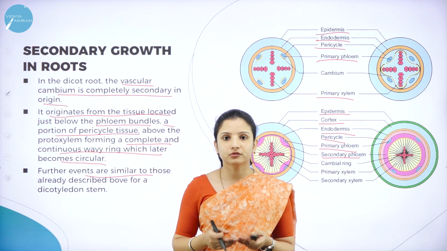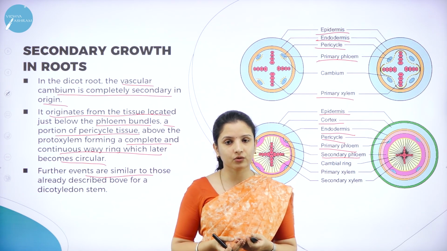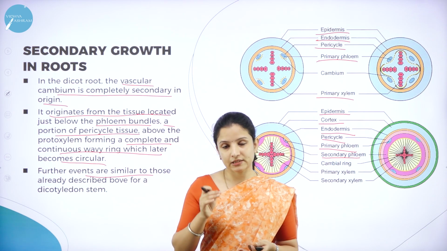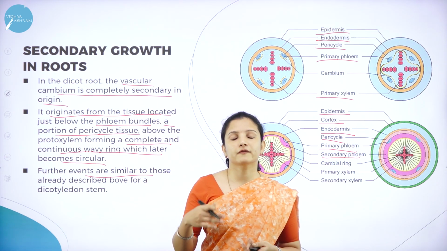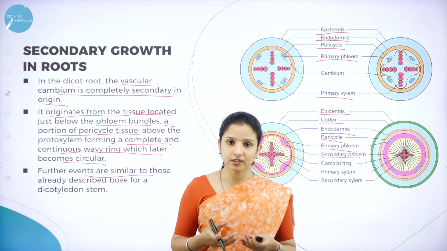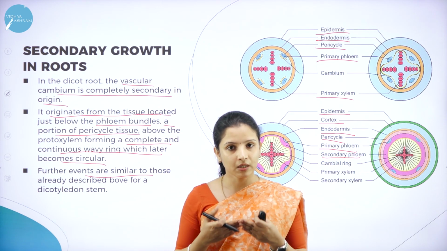I hope you understood today's session well. We have discussed secondary growth completely. After the formation of the primary xylem and the primary phloem, it is time to enter into the formation of the secondary xylem and the secondary phloem. It is the vascular cambium and the cambial ring that help in the secondary growth in a plant.